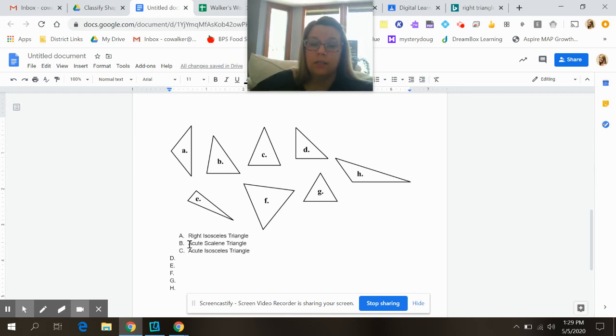So you're always going to classify it by the type of angle you see and the length of the sides together. So a lot of them are the same. So like E is going to be an acute isosceles triangle as well. D, let's look at D. What do you notice about D? It has a right angle. So that means it's automatically a right triangle. Look at F. What do you notice about all the sides on F? They're all the same. So they're all equilateral. It's an acute equilateral triangle. Same with G. So those are all things to remember.